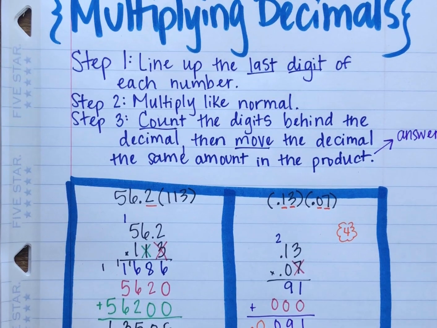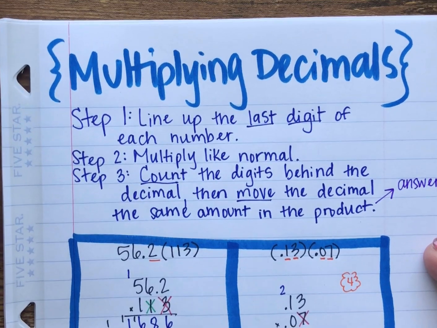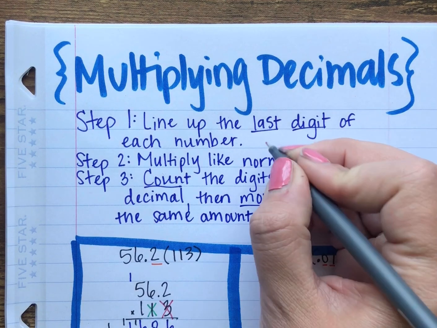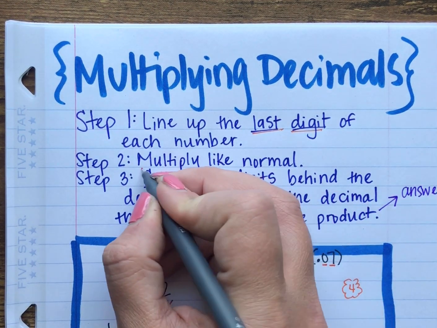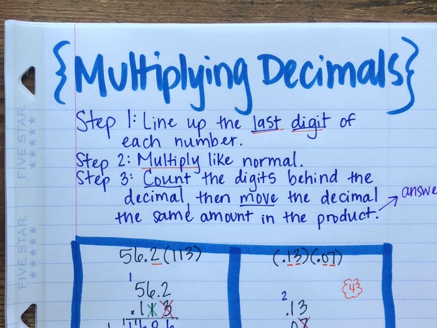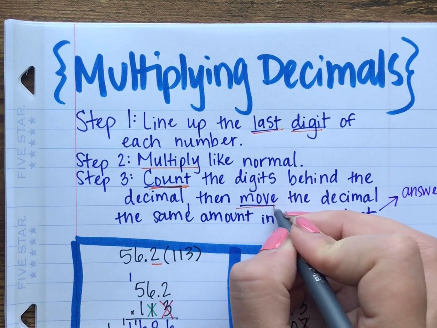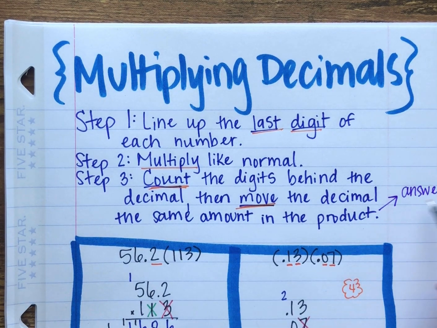So just to recap what we talked about today with multiplying decimals. Step 1, line up the last digit of each number. Step 2, multiply like normal. Step 3, count the digits behind the decimal, then move the decimal in the answer.